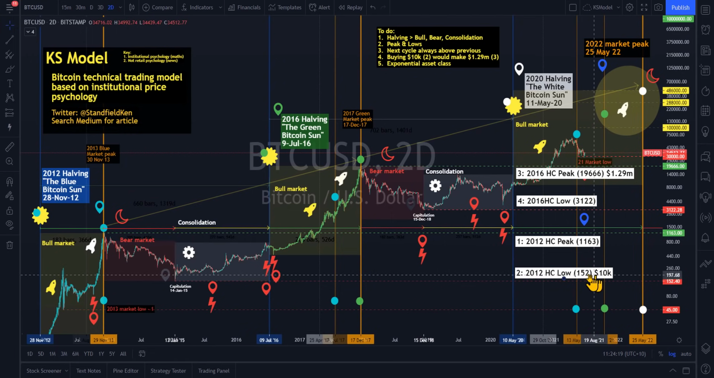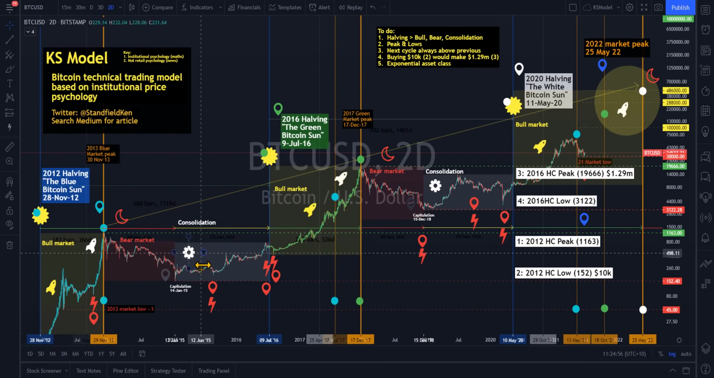Now I want you to think, say that you had been with this channel and we had invested $10,000 each at that capitulation event, because that's exactly what we would be doing. Let's go to the next cycle, the 2016 cycle. The 2016 cycle just runs all the way to the next halving, to the 2020 cycle. The 2016 halving cycle peak was $19,666. It's this green line running along here. You can see the price there.